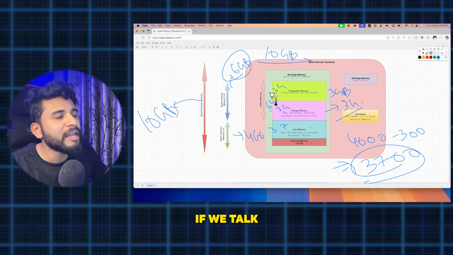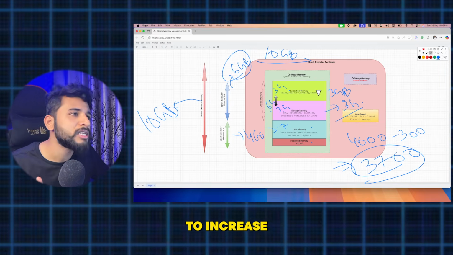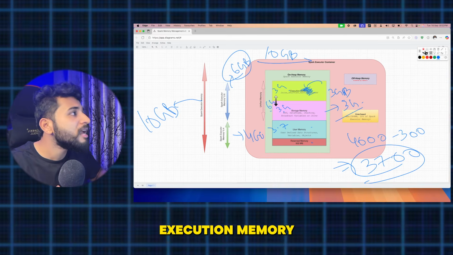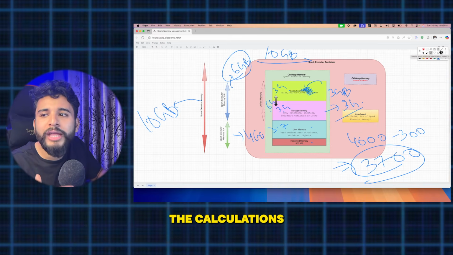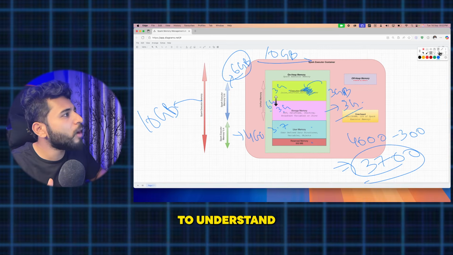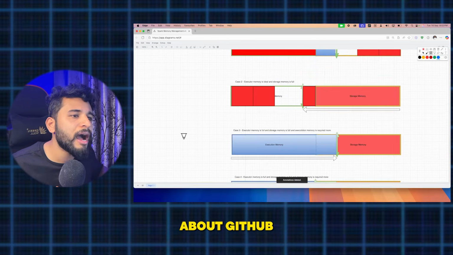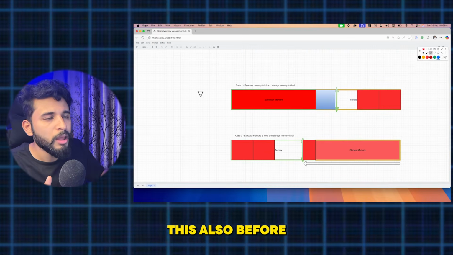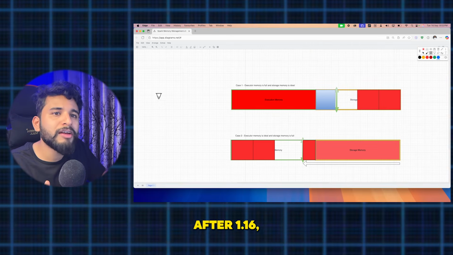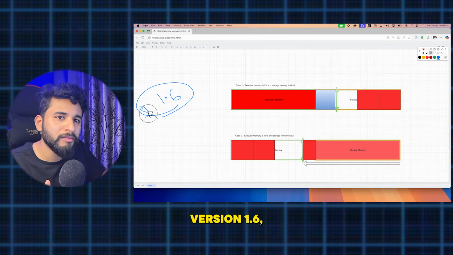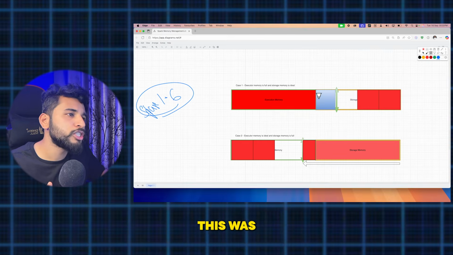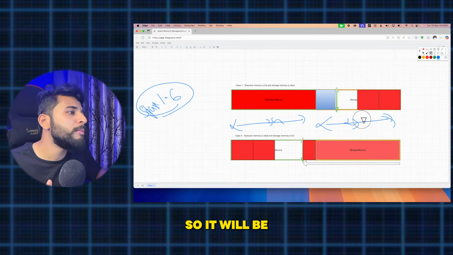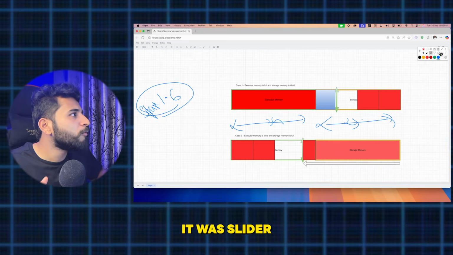Apart from that, always remember that execution memory will be your priority memory. This is how the calculations have to be done and how you need to understand things. Before Spark version 1.6 this was fixed. If it is given 3 GB here and 3 GB here, it will be fixed. But after 1.6, it was a slider.